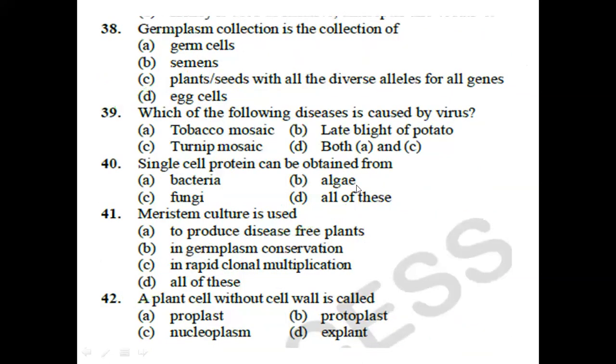Germplasm is the collection of germ cells, semen, plant or seeds with diverse alleles of genes, alleles for all the genes, or egg cells. So it is plants or seeds with all diverse alleles of all the genes. Okay.